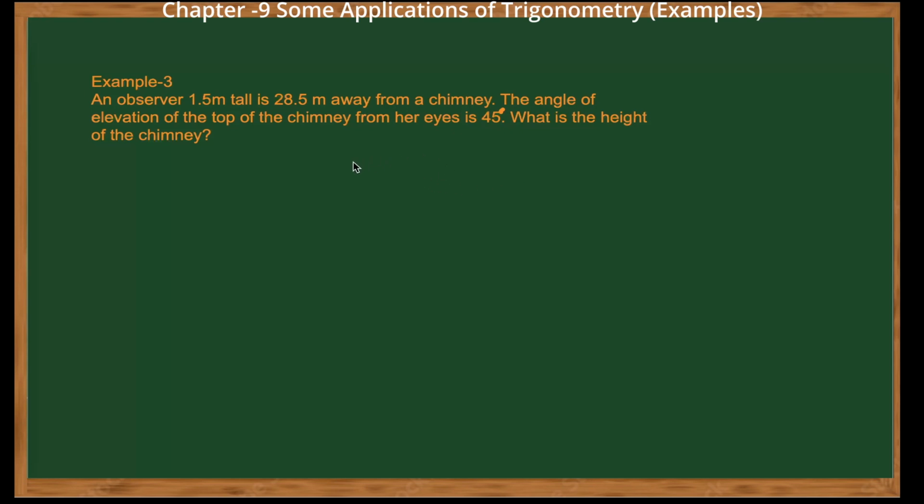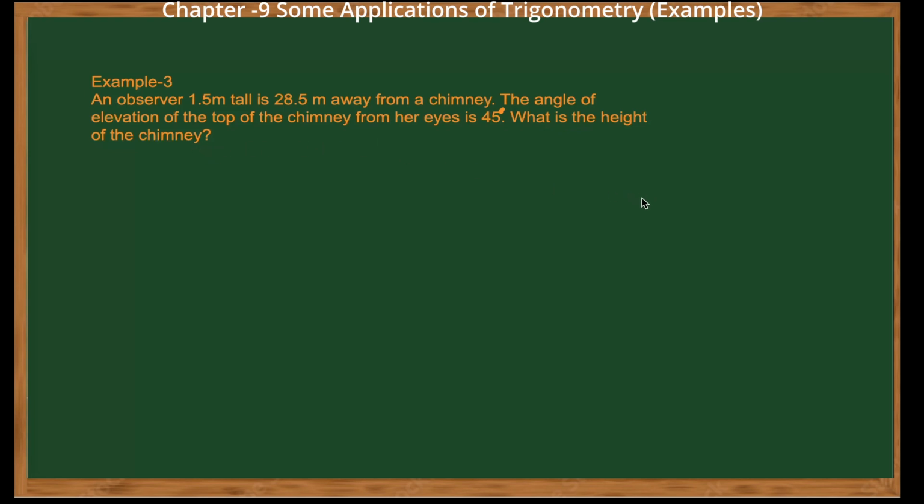An observer 1.5 meter tall is 28.5 meter away from a chimney. The angle of elevation of the top of the chimney from her eyes is 45 degrees. That means the person is looking at the top with an elevation of 45 degrees. What is the height of the chimney?